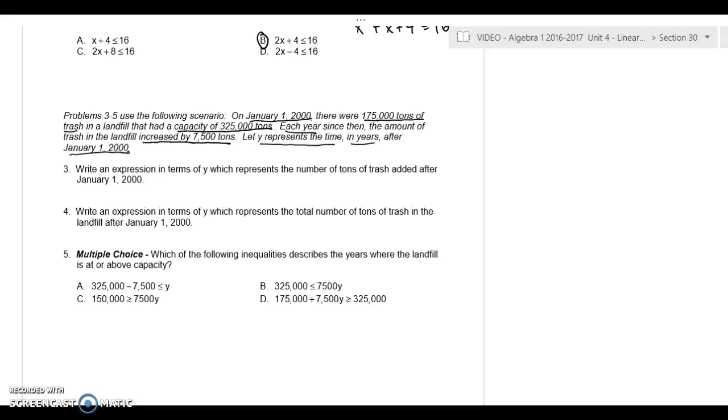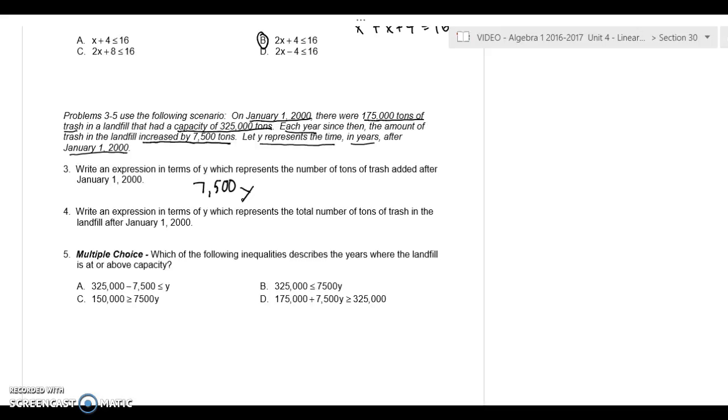Question 3 says, write an expression in terms of Y, which represents the number of tons of trash added after January 1st, 2000. So we're looking for a rate of change. They tell us in the question that the amount of trash increases by 7,500 tons every year. So we can find that total by taking 7,500 and multiplying by the number of years since 2000. That would be Y in this case. So there's our expression for the amount of trash that we're adding to the landfill.